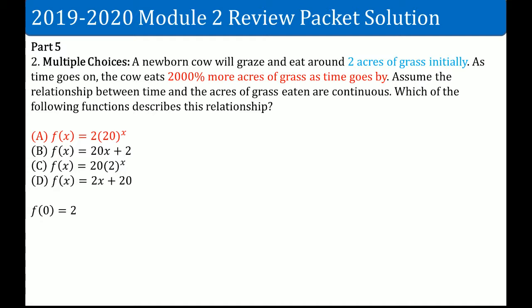f of 0 equals 2. The r here is 20. How am I getting 20? 2,000% is just r being 20. Okay, notice for 100% it's 1. For 200% it would be 2, right? So for 2,000% it would be 20. That's how I know my r equals 20. And a of 2 times 20 to the power x is the zero term explicit, which is the only correct one for this one. Okay.